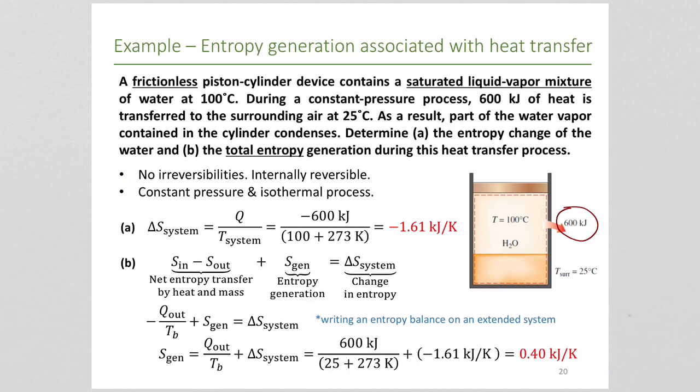Well, let's start with the first one: the entropy change of water. The entropy changes because there is a heat transfer going out. Since heat energy carries entropy with it, you expect the system's entropy to change. And you also need to remember the process is isothermal.